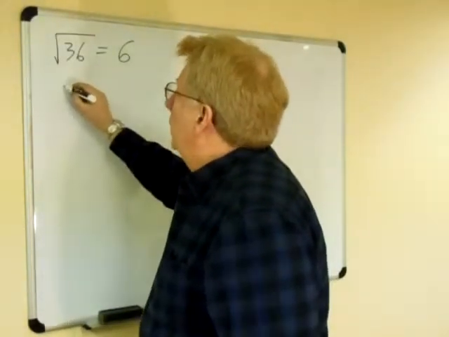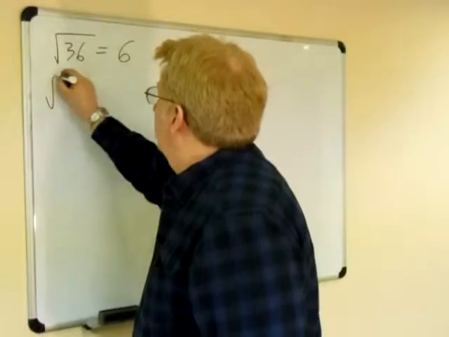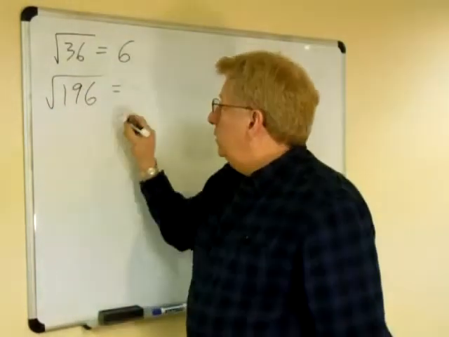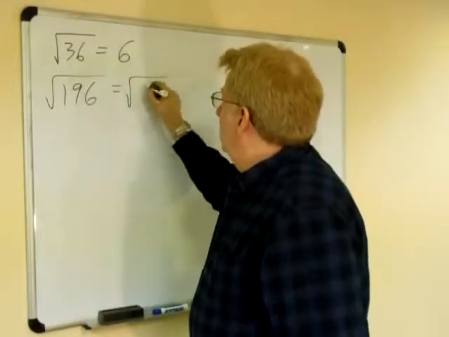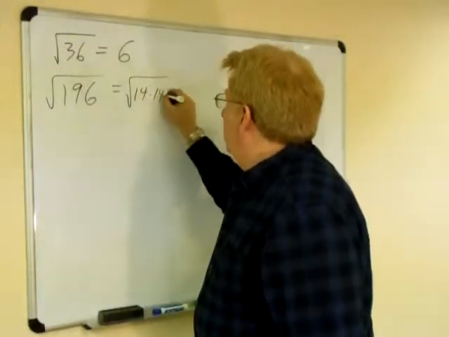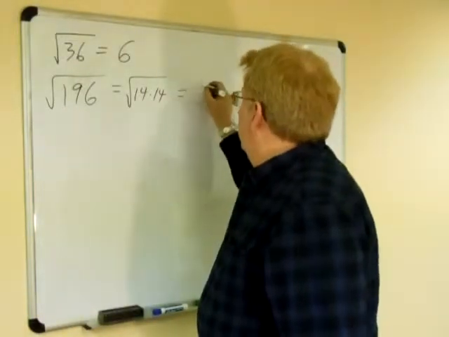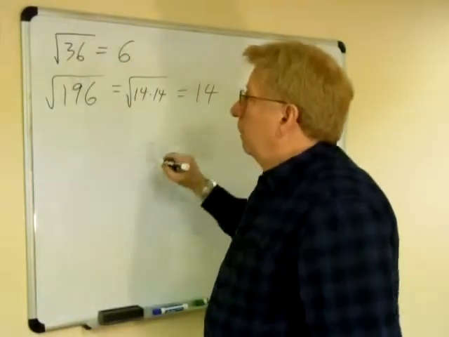Another one, we'll try square root of 196. And in this case, that's the same as the square root of 14 times 14. 196 is a perfect square, so the answer is 14.